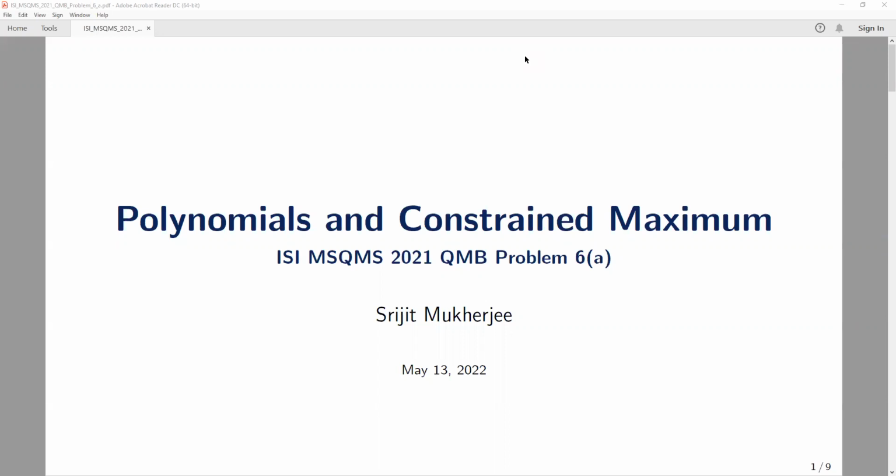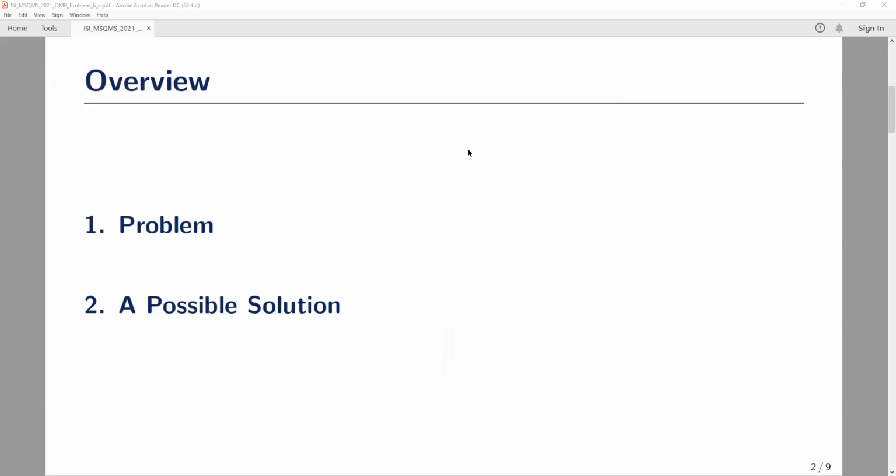Let's discuss this problem from polynomials, and it's a constant maximization problem. It's a past year problem from ISI MSQMS, the previous year, and let's check out the problem. I'm really excited because it really has a wonderful idea of curve tracing hidden behind. Let's get started and let's observe what's the problem.